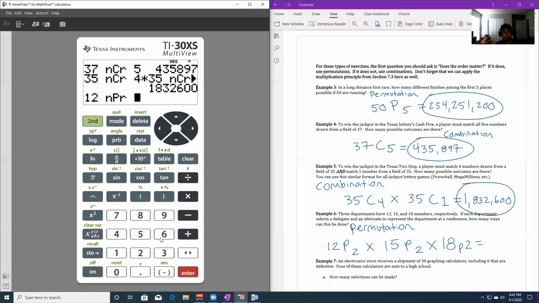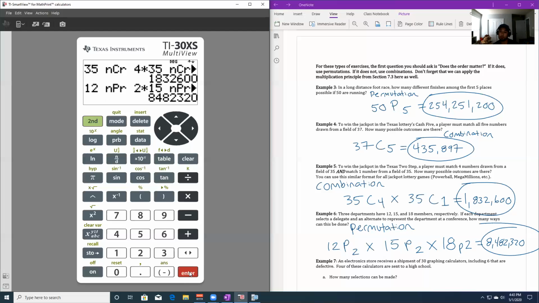Okay, let's find out what we have. 12 permutate 2 times 15 permutate 2 times 18 permutate 2. And the ways that all 3 departments can do this is 8,482,320 possible ways to pick an alternate and a delegate. Okay.